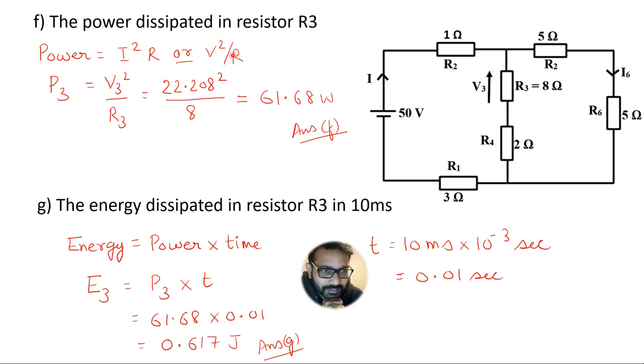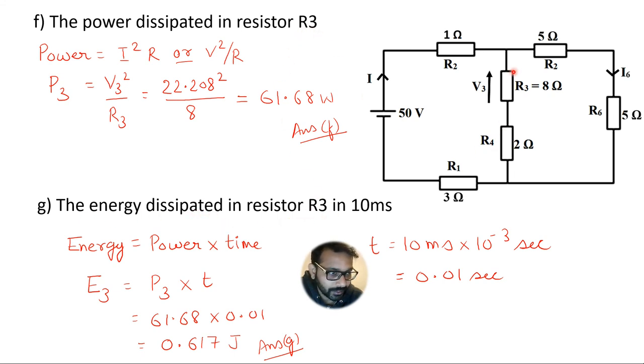So I will use V square divided by R, because I have already calculated the voltage and the resistance is given. V3 we have calculated as 22.208. So V square is 22.208 square divided by R3. R3 is 8 ohms, right? If you do the calculation, you should end up getting 61.68 watts.